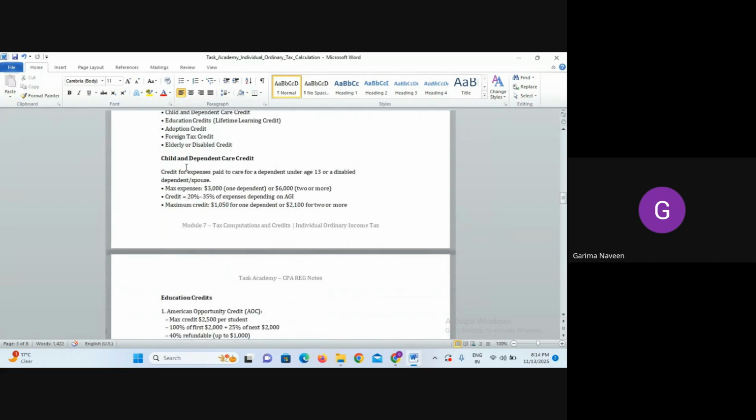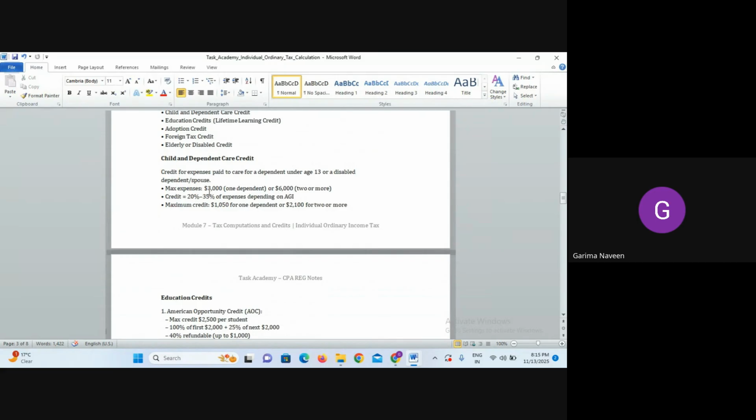First is the child and dependent care credit. This is a credit given if you have expenses paid for the care of a dependent child under the age of 13, or a disabled dependent or spouse. So if you require some care for your dependent child or disabled dependent, then whatever your expenses related to their care, you can get a credit for these expenses.